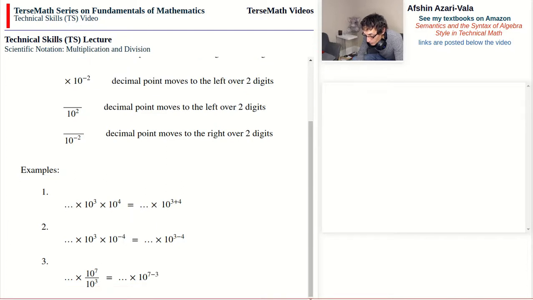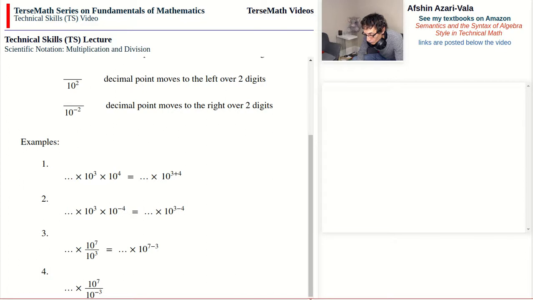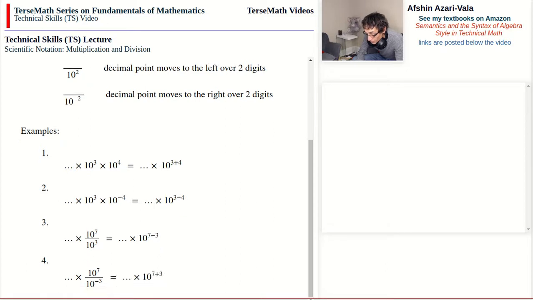Okay, so this gives me 7 minus 3. So in effect, on the balance, the decimal point would move forward over 4 digits. Problem number 4. Now this time we are dividing by 10 to the power of negative 3, and keep in mind that the decimal point moves forward. So the quick way is to say 10 to the power of 7 and then plus 3. So again, any sign in the exponent of 10, if it's in the divisor, switches.